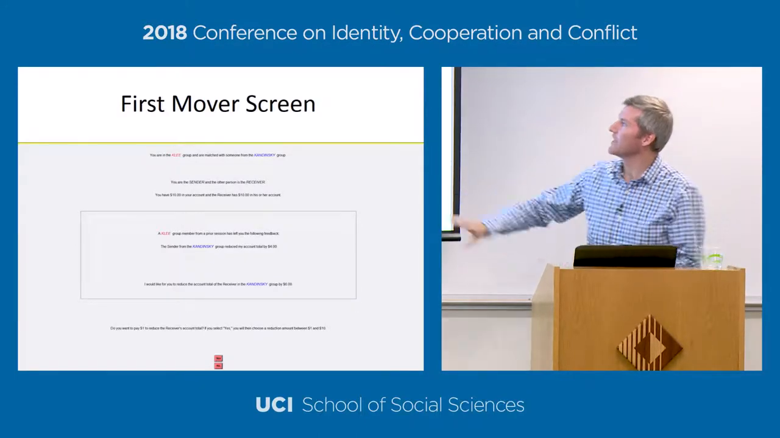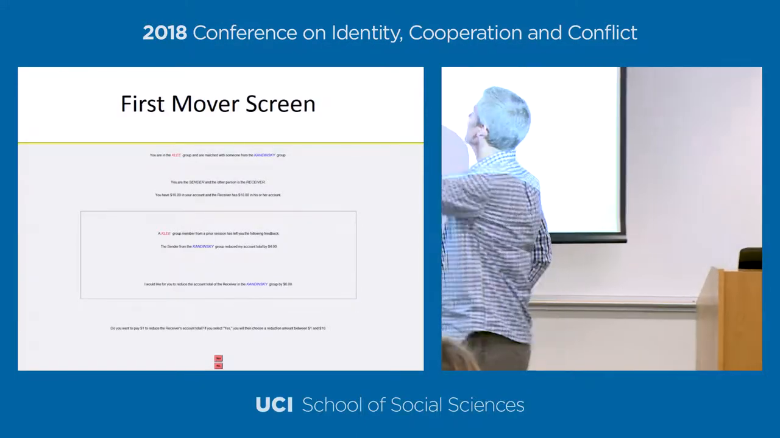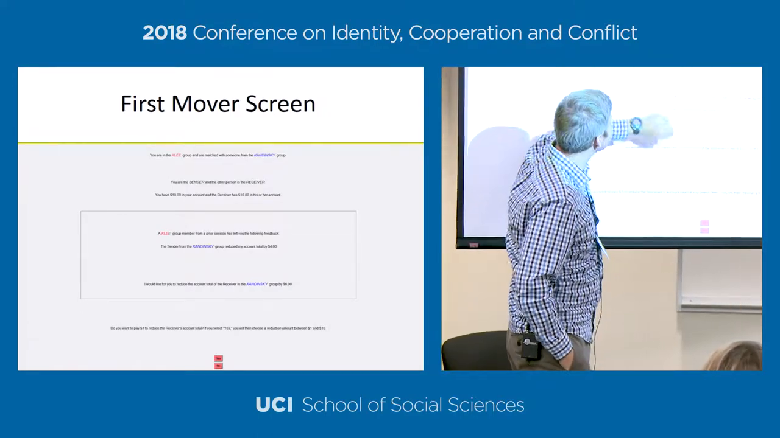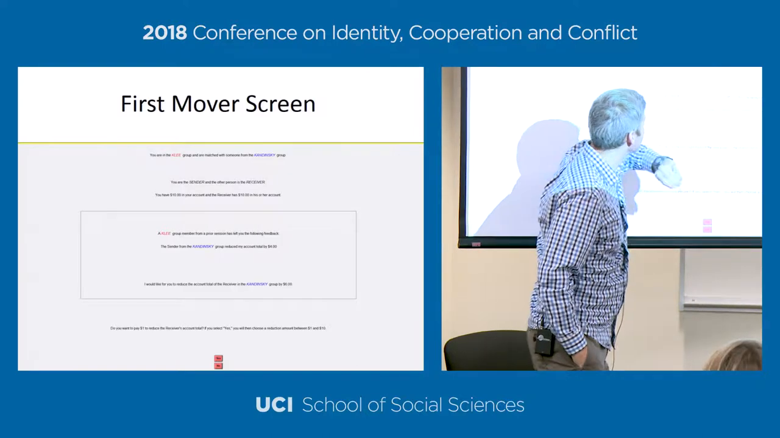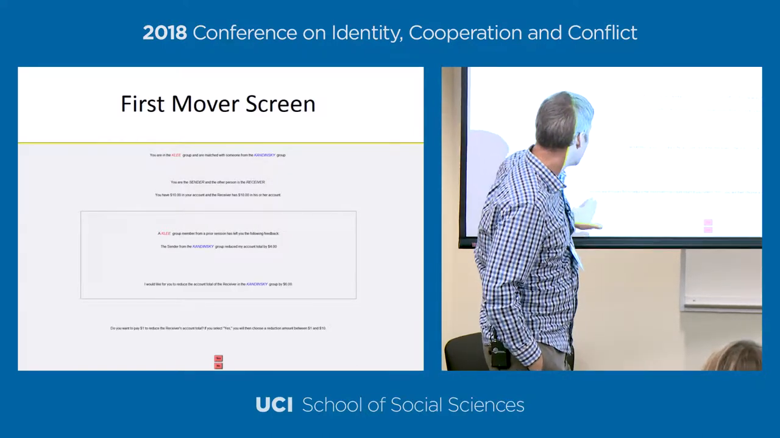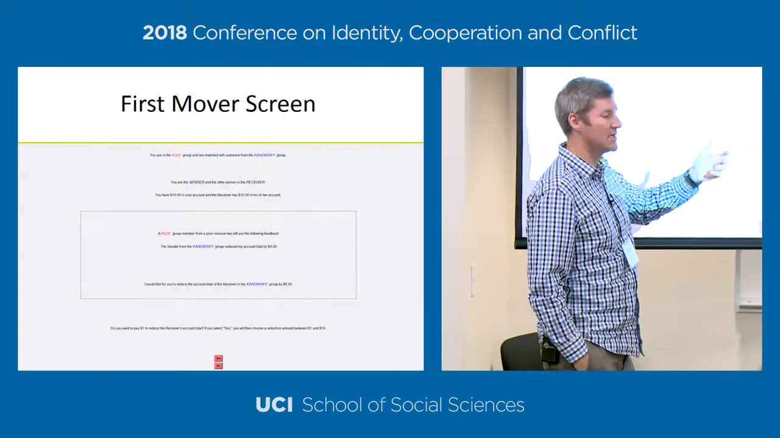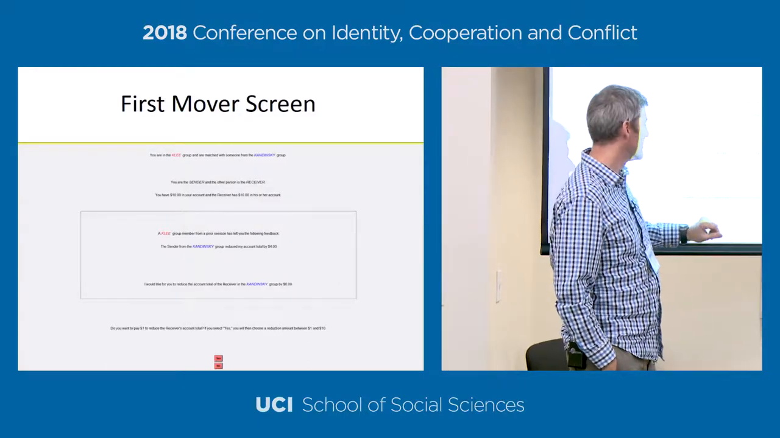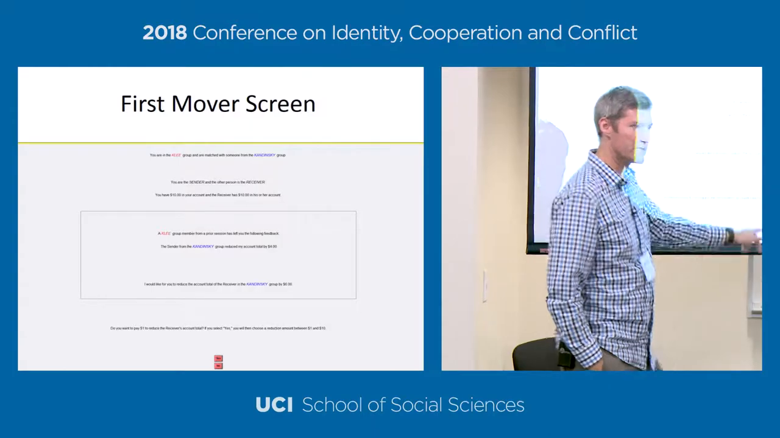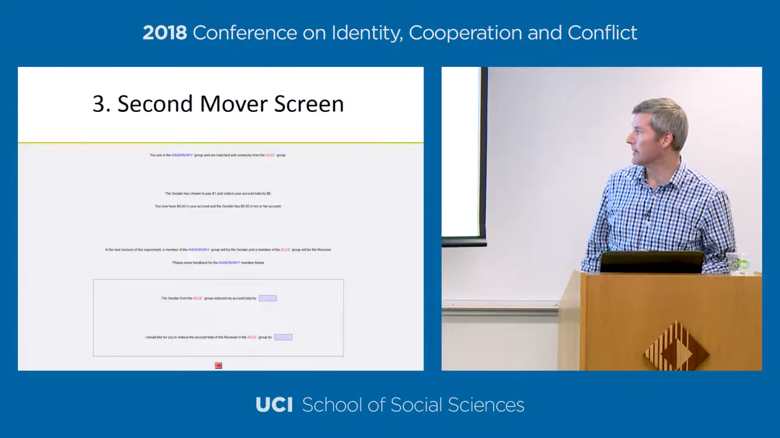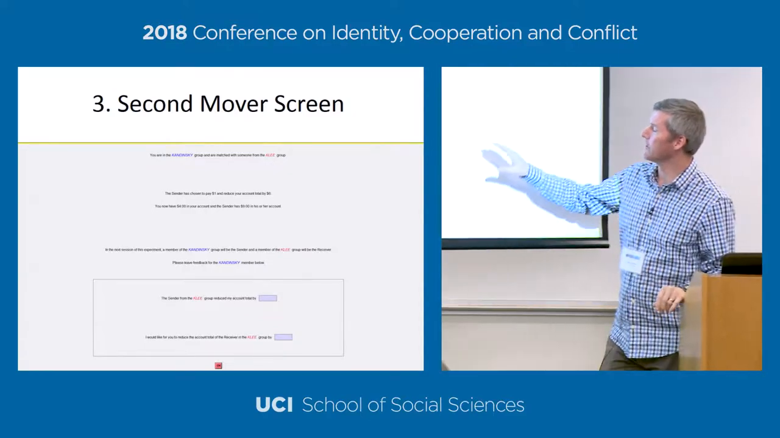All right, so here's what a screen looks like. You are in the Klee group and are matched with someone from the Kandinsky group. You're the sender, the other person's the receiver. You have $10 and the receiver has $10. Do you want to pay $1 to reduce the receiver's account total? So this is the second generation. Do you just want to pay that dollar, yes or no? And then you'll select how much you remove on another screen.